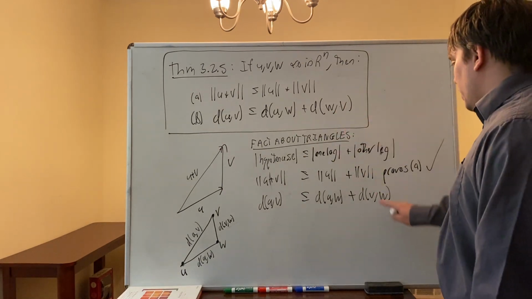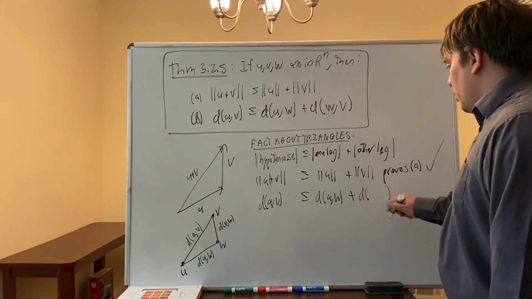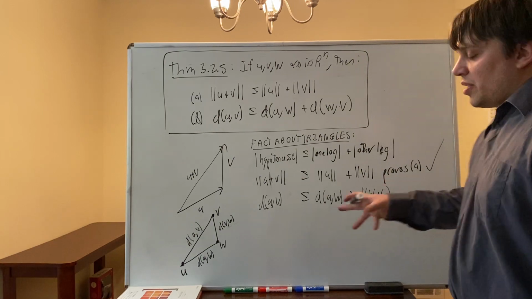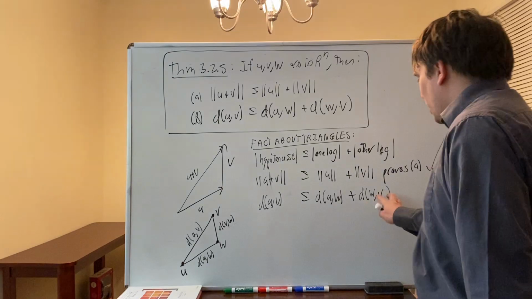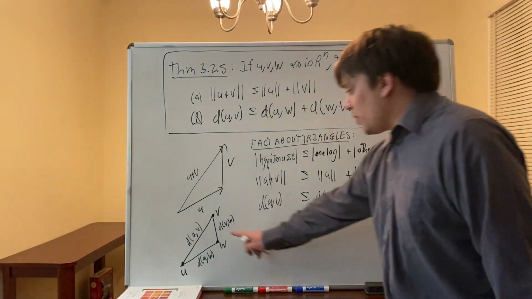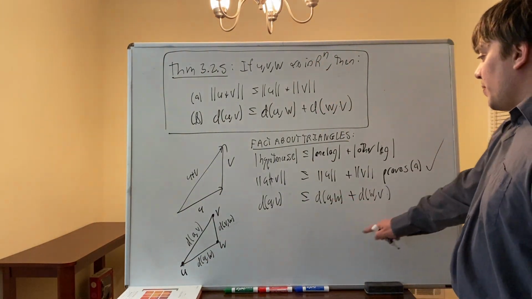Actually, I said w and v, so it doesn't make a difference. I'm going to write w and v that way. The distance function is symmetric, so it doesn't matter what the order is here. We're going to use the same order. Okay, so now this is less than or equal to that.